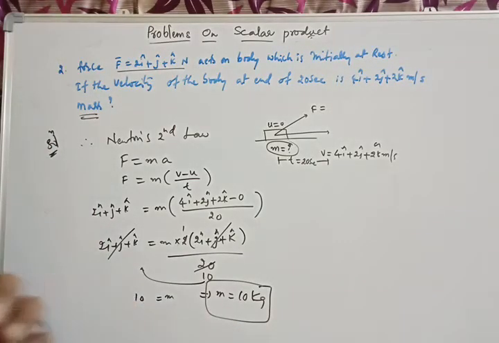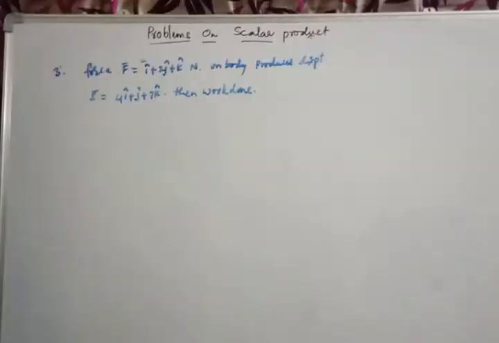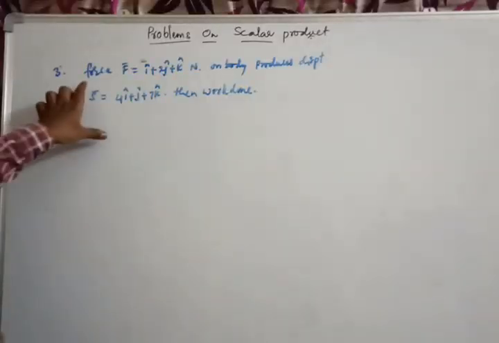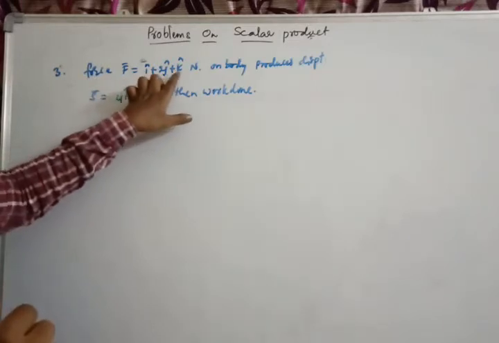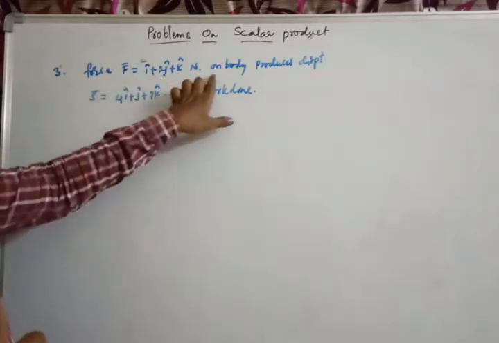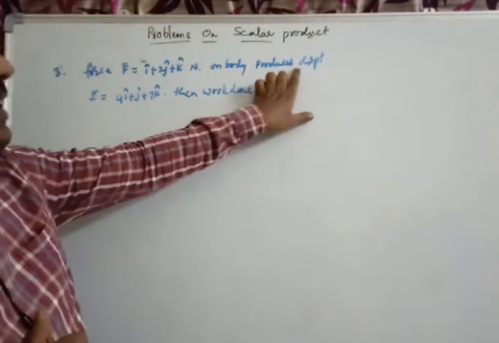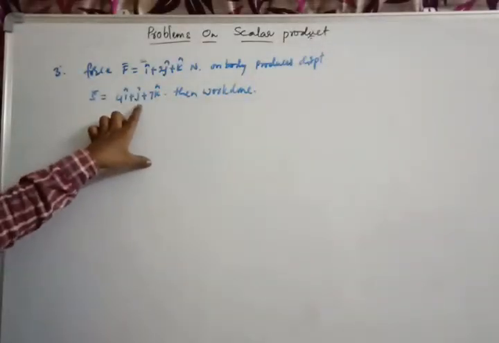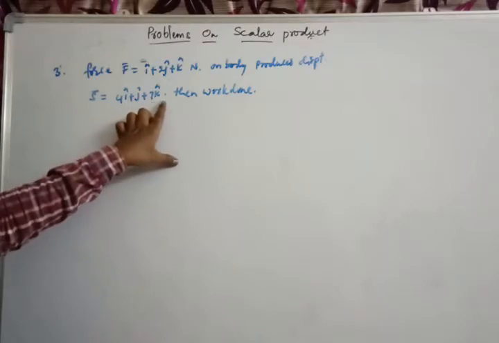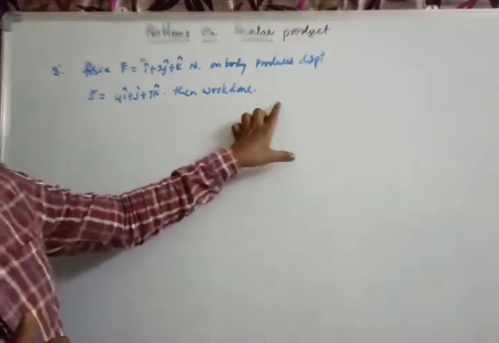Now let us see the third question. Let us read it. A force F bar is equal to i cap plus 2j cap plus k cap newtons acts on the body and produces a displacement S bar equal to 4i cap plus j cap plus 7k cap. Then find the work done on the body. It's very simple.